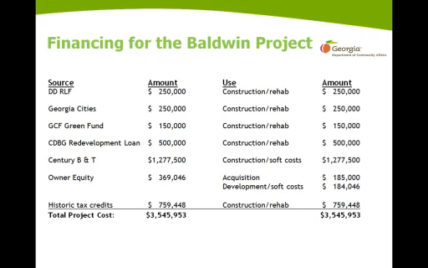The project was funded with a creative mix of DCA and Georgia Cities Foundation revolving loan funds, CDBG, Community Development Block Grant Redevelopment Funds, owner equity, and traditional bank financing. The Baldwin also qualified for a Georgia Cities Green Loan, as well as federal and state historic preservation tax credits. Tax credits are an important part of big projects because those tax credits can be sold to other nonprofits or for-profit entities for cash to invest into the project.